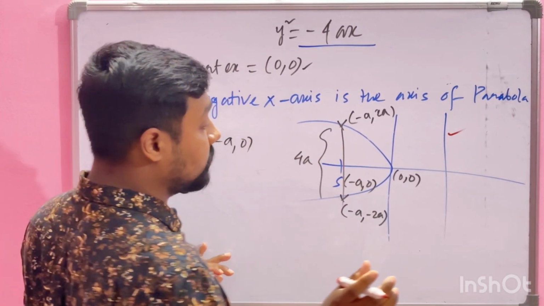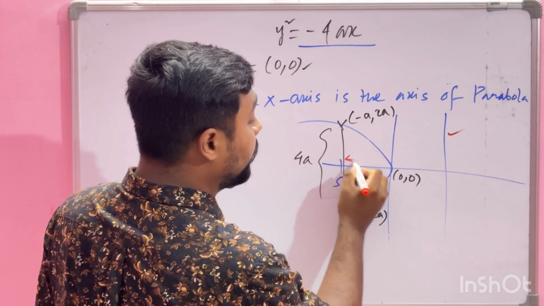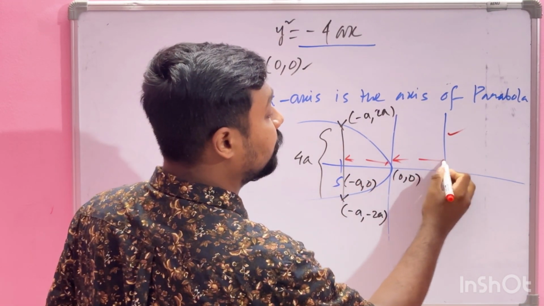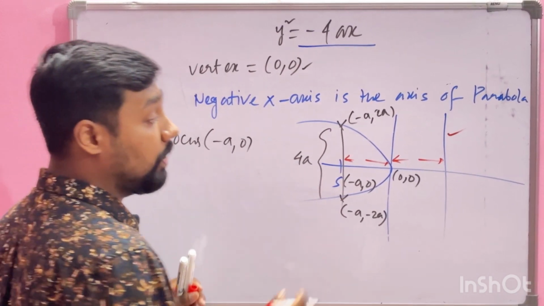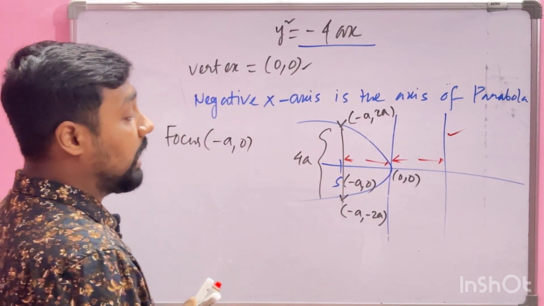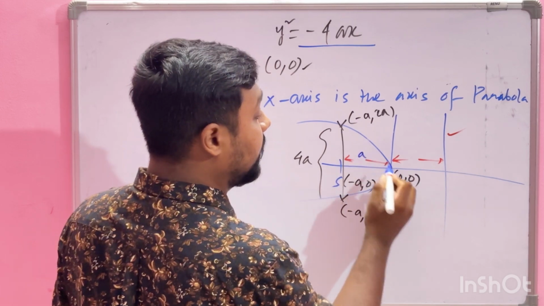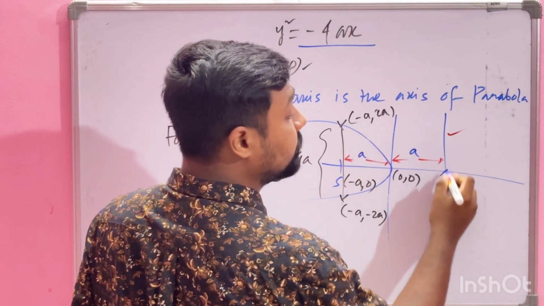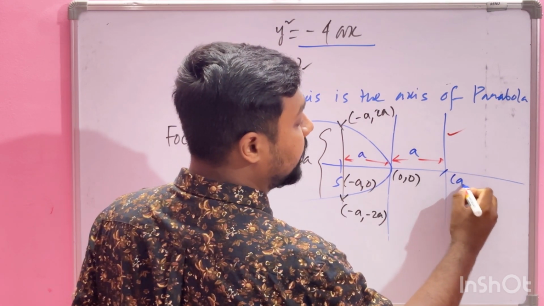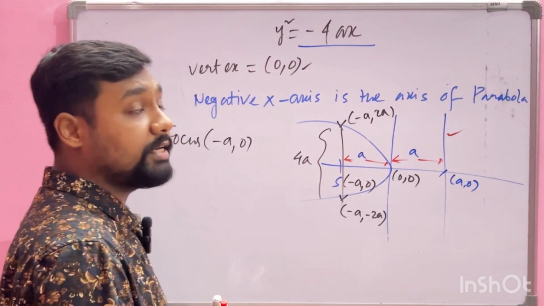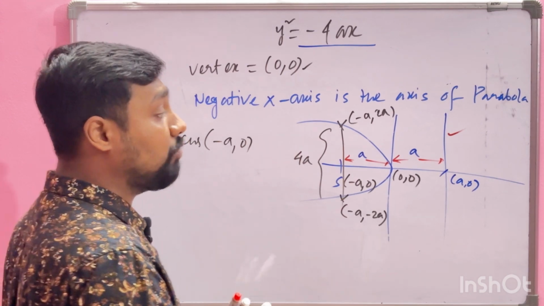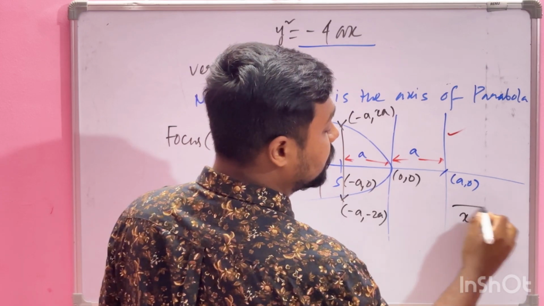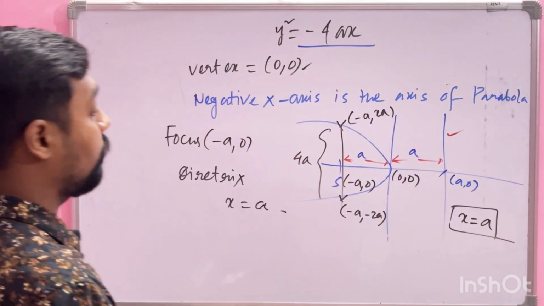As we have already learned, the distance between focus and vertex is equal to the distance between vertex and the directrix. So that means as this length is a, this length is also a. Now this is the positive direction of x-axis, that means this point is (a, 0). Now the directrix is parallel to the y-axis, that means the equation of directrix is x equal to constant. So the constant is a, that means x equal to a is your directrix.